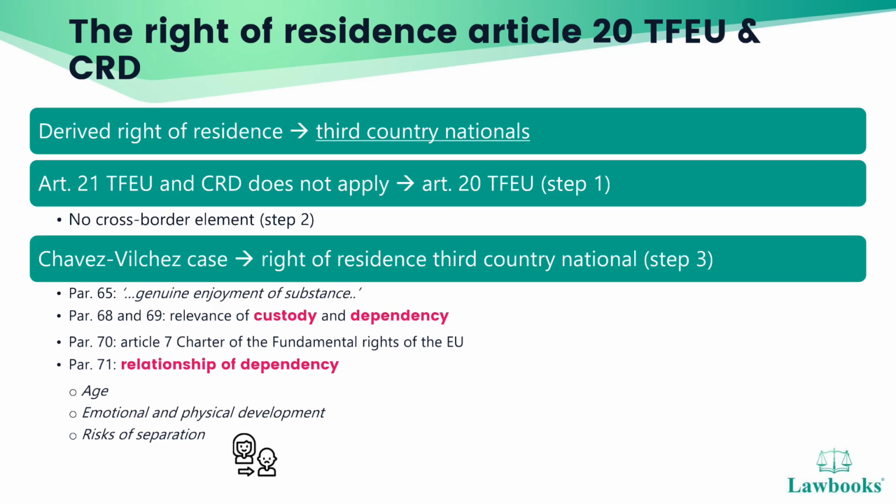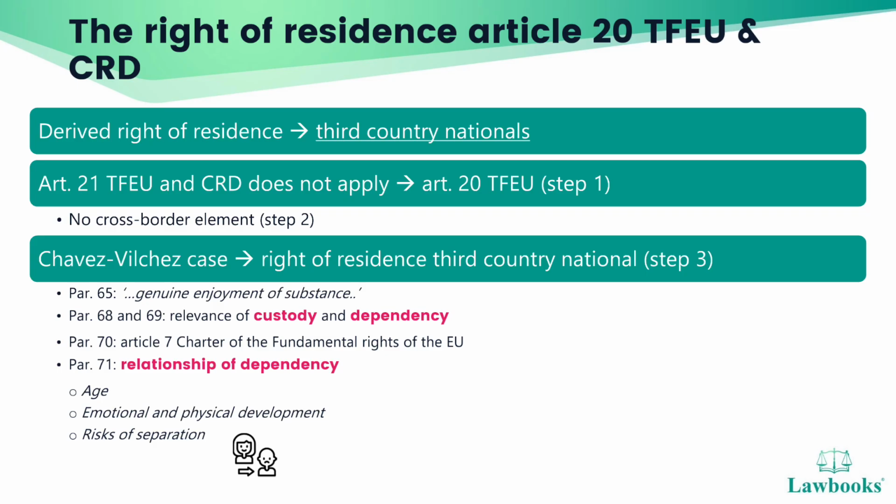And in paragraph 65, the court stated that you actually cannot take away the child's genuine enjoyment of the substance of their rights, because the child is actually an EU citizen. So the child has the EU rights, and the enjoyment of those rights. And the court stated, yeah, you have that citizenship and you can't just be taken away from that enjoyment just because your parents are third country nationals.